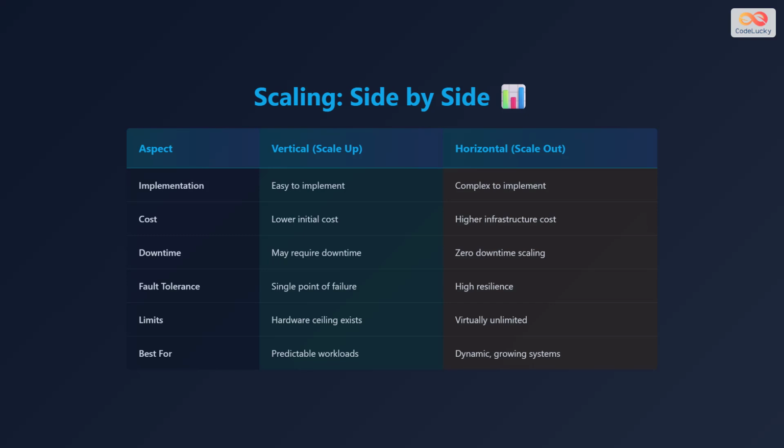Let us compare vertical and horizontal scaling directly. Vertical scaling is easier to implement, has lower initial costs, but may require downtime during upgrades and has a single point of failure. Horizontal scaling is more complex to set up, requires higher infrastructure costs, but allows zero downtime scaling and provides high resilience. Vertical scaling has hardware limits, while horizontal scaling is virtually unlimited. Vertical scaling is better for applications with predictable growth, while horizontal scaling works better for dynamic systems that grow unpredictably.